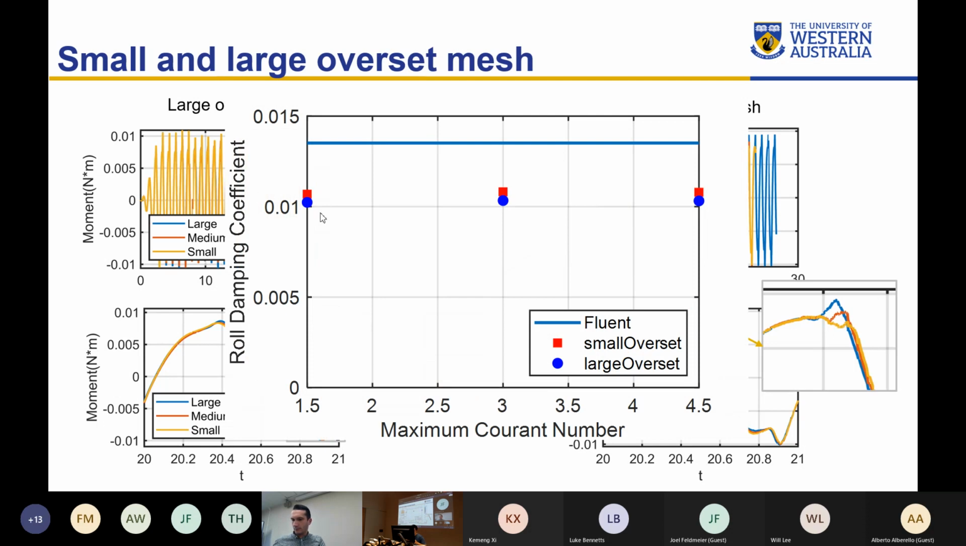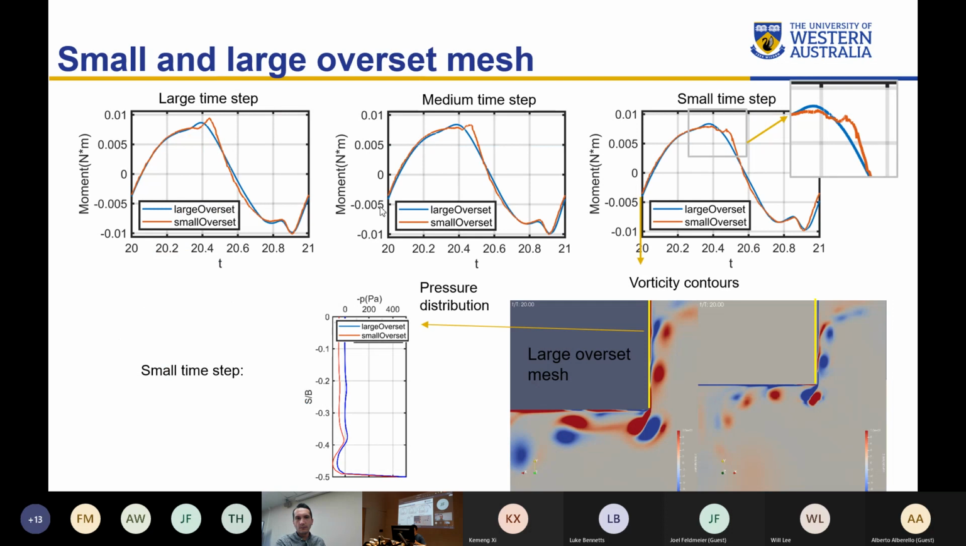And the roll damping coefficient of the large and small overset mesh are quite similar. Let's directly compare the large and small overset mesh using the same time steps. As we can see, as time steps decrease, the time history of the roll moment of the two different meshes is closer to each other. And for the smallest time steps, we can see the vortex contours are similar, and also the pressure distribution on the vertical wall.